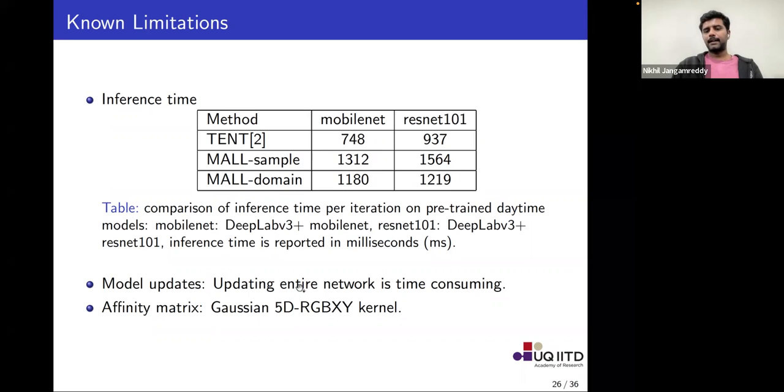And also, updating the entire network is time consuming, because TENT only adapts the batch norm layer. The time taken to update the model is considerably faster. So updating the entire model can be time consuming. That is one of the known limitations. And the similarity between two pixels is computed using a Gaussian 5D kernel based on RGB XY values. So this is another known limitation, to maybe come up with a better affinity matrix.